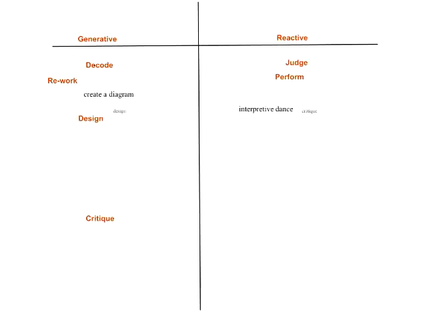I love that you guys have created some different challenges to put under there. But if you want to just use the six orange prompts of critique, judge, decode, rework, design, and perform, decide whether any of those six prompts sound like more of a reactive task or a generative task. You can just retype the same word. You can retype decode or retype perform under the heading that you think is most appropriate.